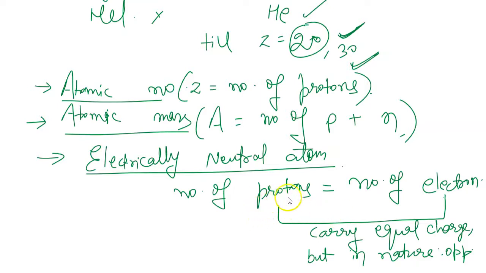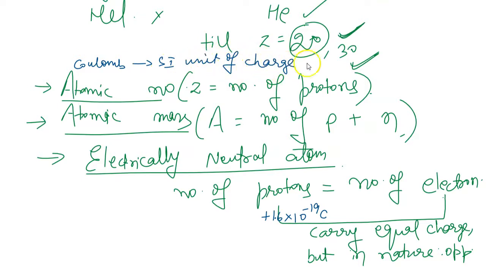In higher classes we will require the actual amount of charge present in the proton, that is 1.6 into 10 to the power minus 19 coulomb. So this is just supplementary; if you want to remember, you can remember. Coulomb is the SI unit of electric charge. In an electron also the charge is 1.6 into 10 to the power minus 19 coulomb, but it is negative. So this is positive and this is negative. If they are equal, then only the atom will be neutral, because then only they will cancel each other.